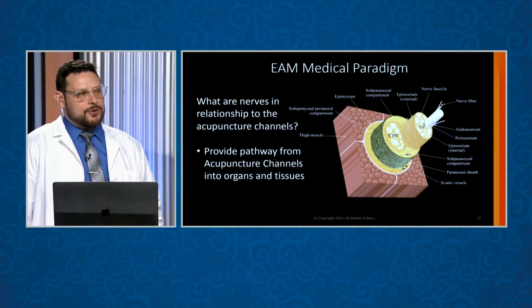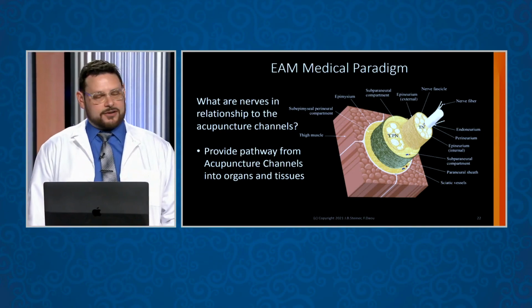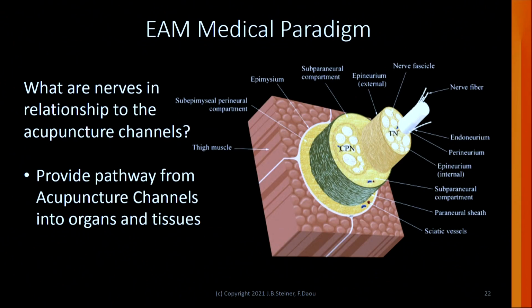So then we need to ask the question, what are nerves in relationship to the acupuncture channels? Well, the acupuncture channels, as much as we'd like them to, don't go everywhere. They don't feed every single tissue. They feed all the major organs. They feed all the major lobes of the brain, but they don't feed every single tissue.